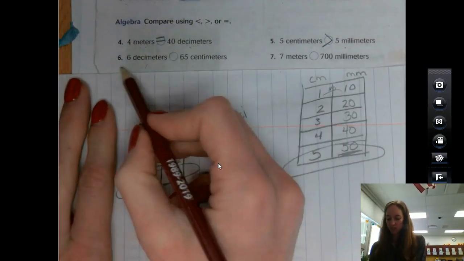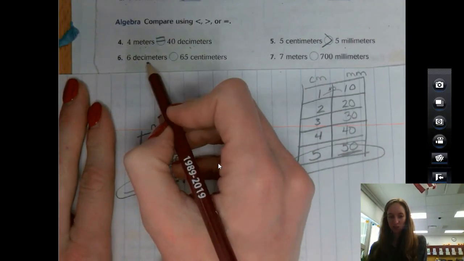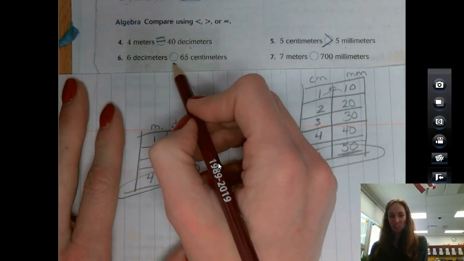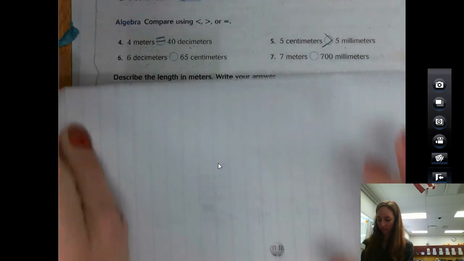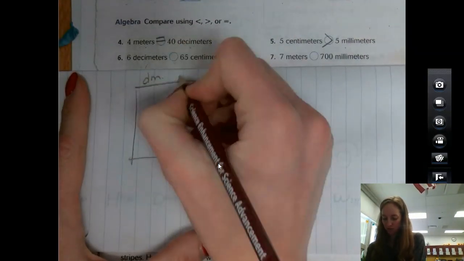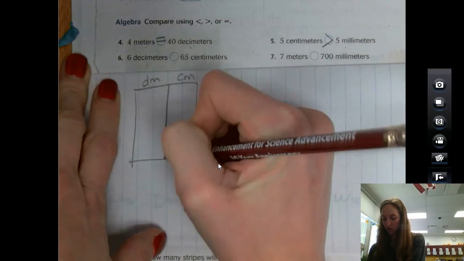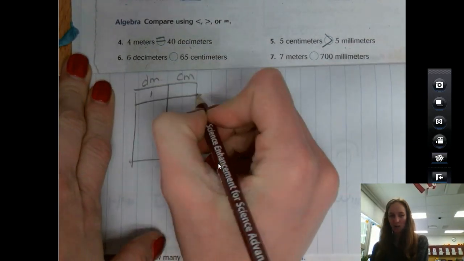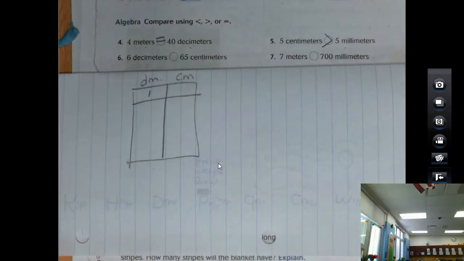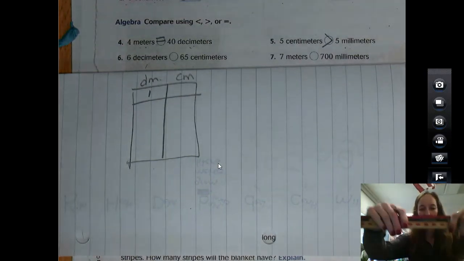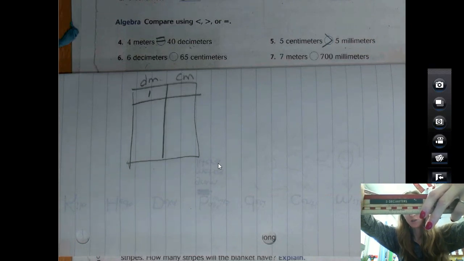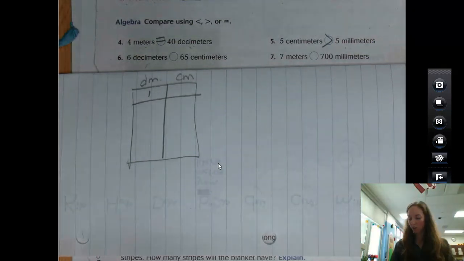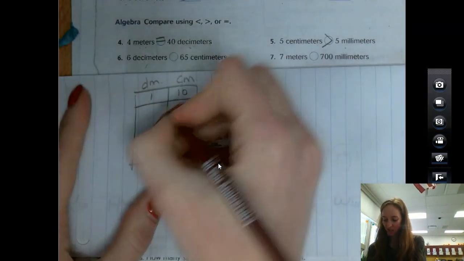Right? 6 decimeters or 65 centimeters. Okay, I'm just going to fold this real fast. Okay, decimeters and centimeters. In 1 decimeter, there are how many centimeters? Okay, here's my black decimeter. How many red, white are there? And you could pause it even. Okay, there's 10. 1 decimeter equals 10 centimeters.